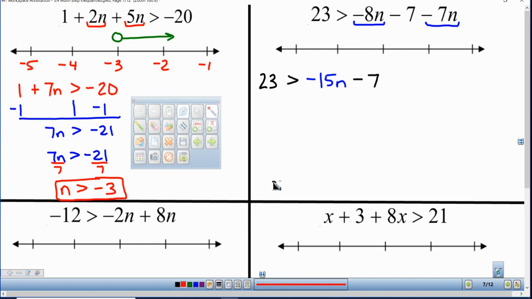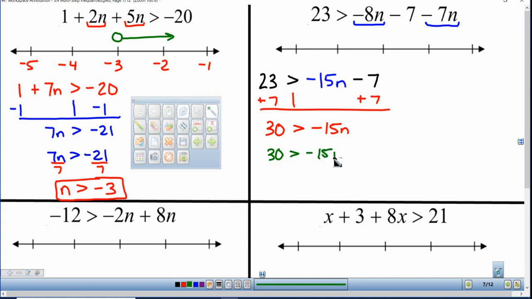So from here, the variable term is negative 15n. I'm going to get rid of this 7 by adding 7 to both sides. And we're going to get 30 is greater than negative 15n. To get that n by itself, I would divide by negative 15. And let's compute this. So we get negative 2. And I'm putting my stars here because I divided by a negative. Flip that sign, and it should say n.